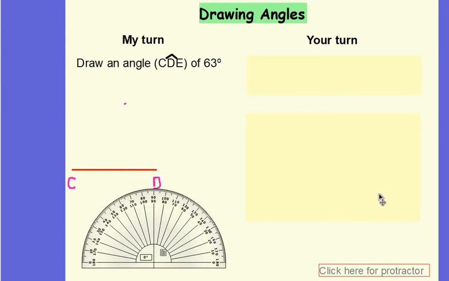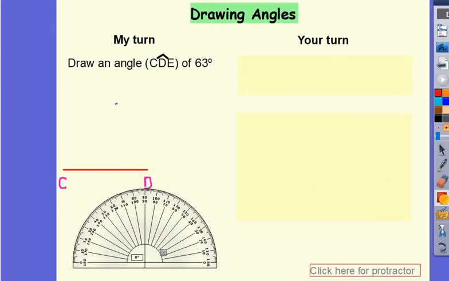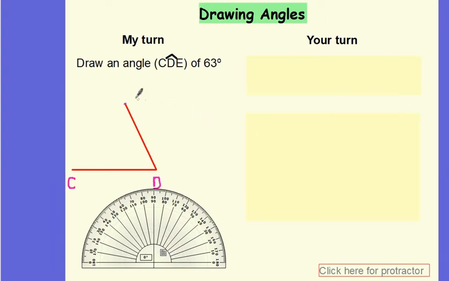I then join up my D and my E. Join up that angle. Label my final point as E. And I've constructed an angle of 63 degrees. CDE means we're moving through point D to end up at point E, and the amount of turn we're going is 63 degrees to get there. Over to you, Year 7.